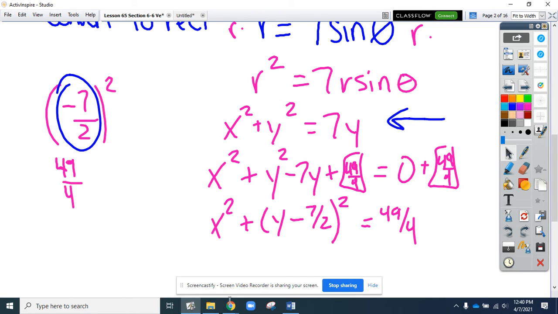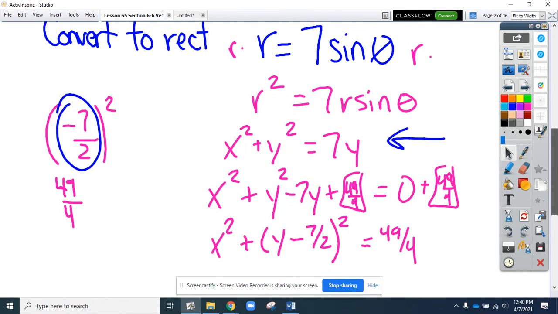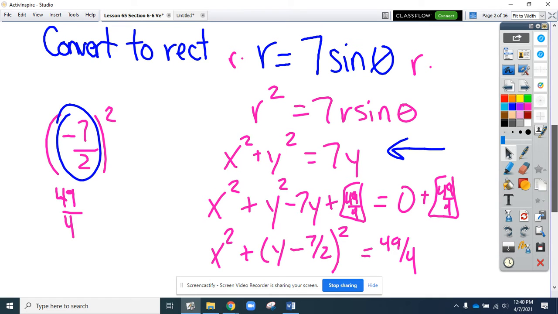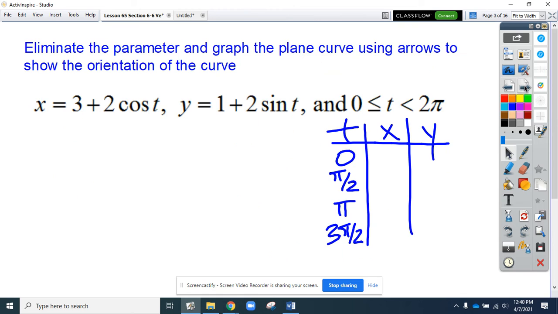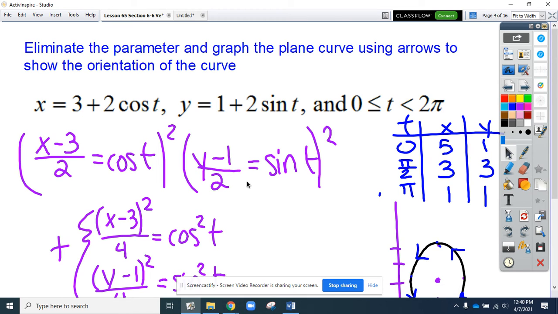So you can see here, this is a circle. The center would be (0, 7/2), and the radius is 7/2 as well. So that was the review of polar. You're working with polar as you do your project that's due on Friday. And then our third question was about parametric, and that was from last class. So we're looking for two things: can you graph it with a chart, and can you change it from parametric into regular rectangular?